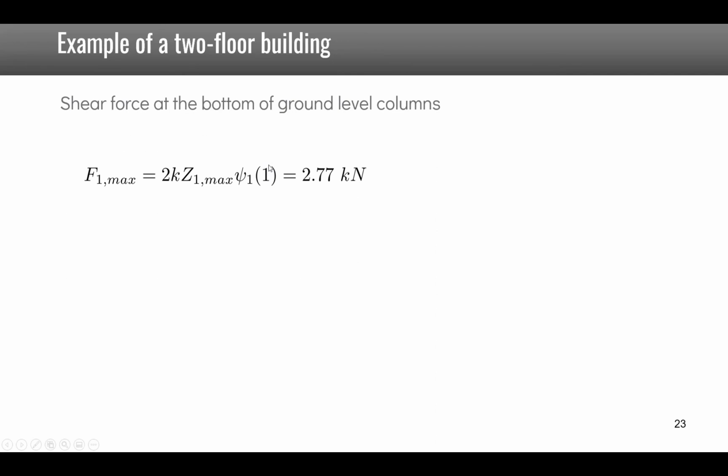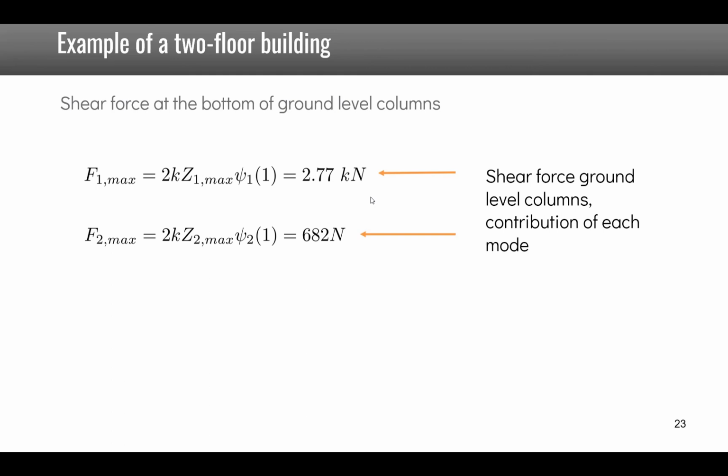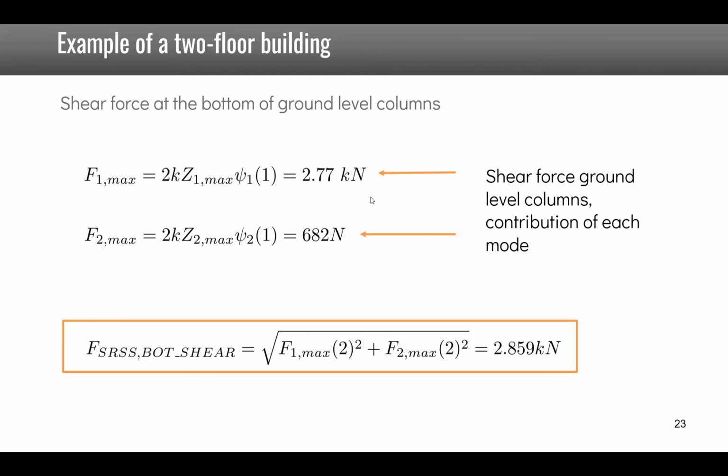By doing that, we find for mode 1 2.77 kilonewtons, and for mode 2 we get 682 newtons. By combining these two values with the SRSS method, we get a value of 2.859 kilonewtons for the shear force in the columns at the bottom.